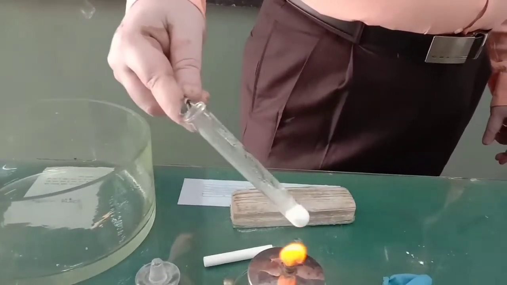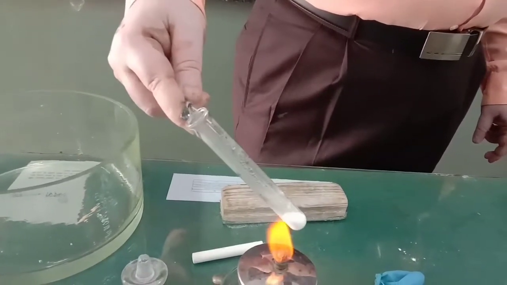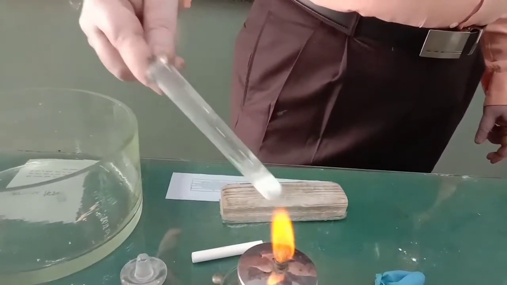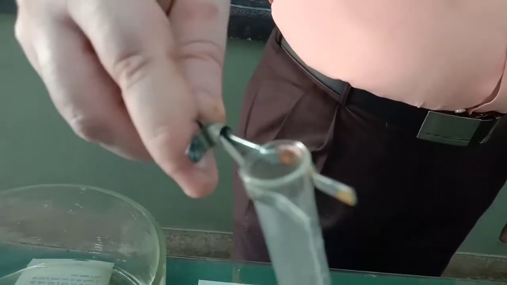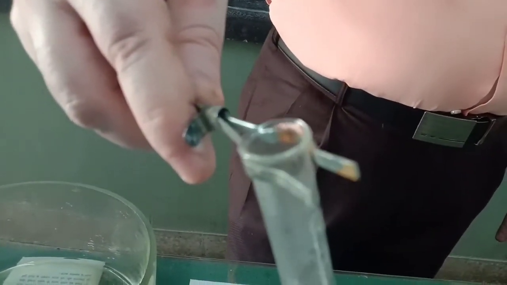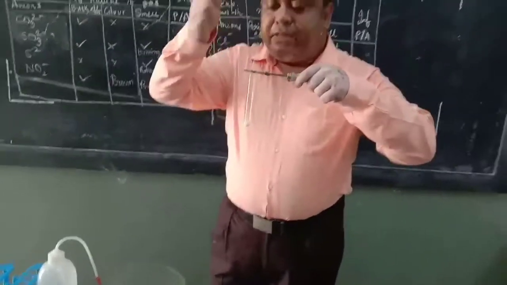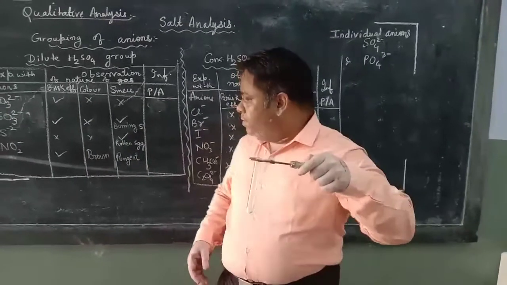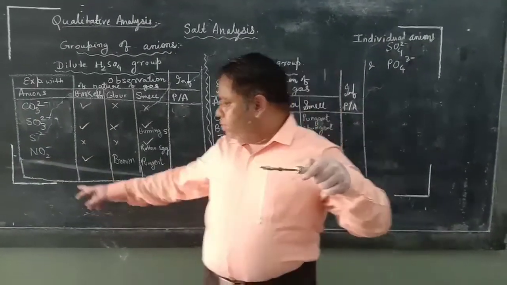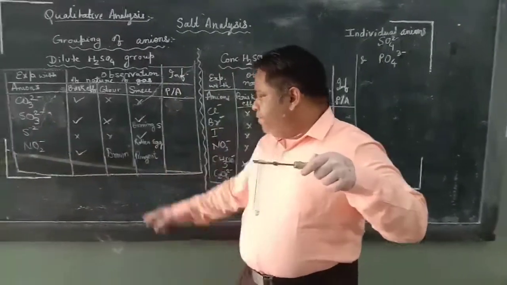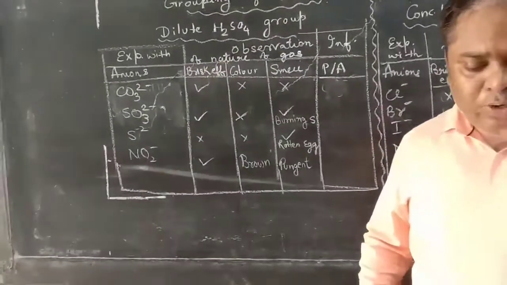You can see the brown fumes are coming out now. This brown fume can be seen better in white background. This is first. Second thing is the smell of it will be pungent. Yes, it is pungent. So we have done the test for nitrites. It gives a brown pungent fume. This brown color can also be taken out by doing dry heating.